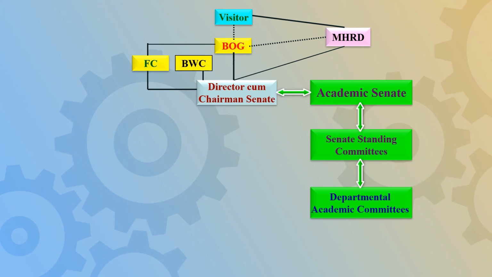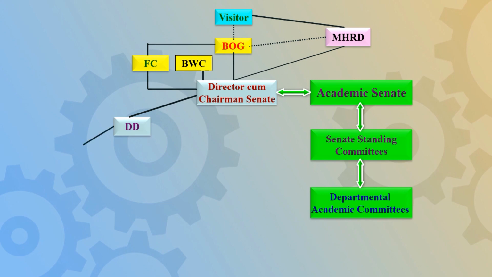And these Senate committees also have representation from the departments through their corresponding departmental committees, such as the departmental undergraduate committee, and so on. And therefore, any academic matter which starts from the department goes to the departmental academic committee, to the Senate standing committees, and to the academic Senate. It does not go through the head of the department or dean and so on. That is the administrative structure. Head of the department is a member of the departmental academic committee. That's all.